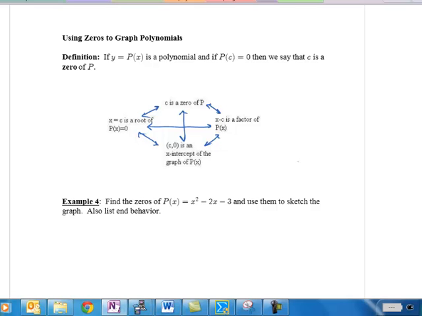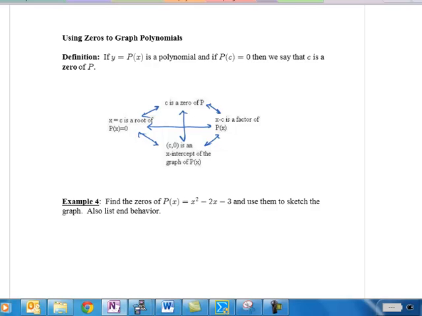So if we know that c is a zero of the polynomial, that we put in c, we get 0, that means that x equals c would be a root or a solution to the equation the polynomial equals 0. And it also means that x minus c is a factor of the polynomial. And it also means that (c, 0) is an x-intercept of the graph of the polynomial. Right? Because if that's an x-intercept, that means the y values there are 0. So all of these are tied together. So as soon as we know one, we know a bunch of other things.